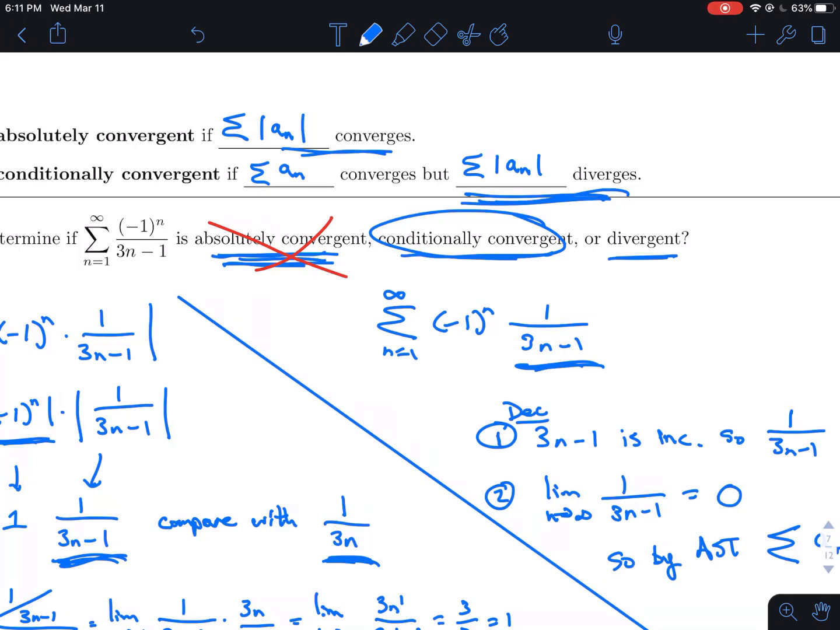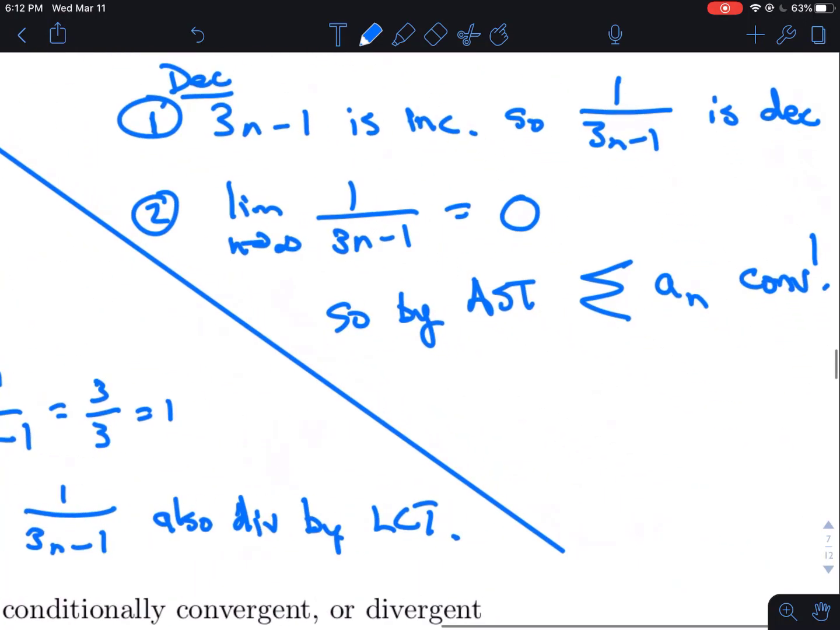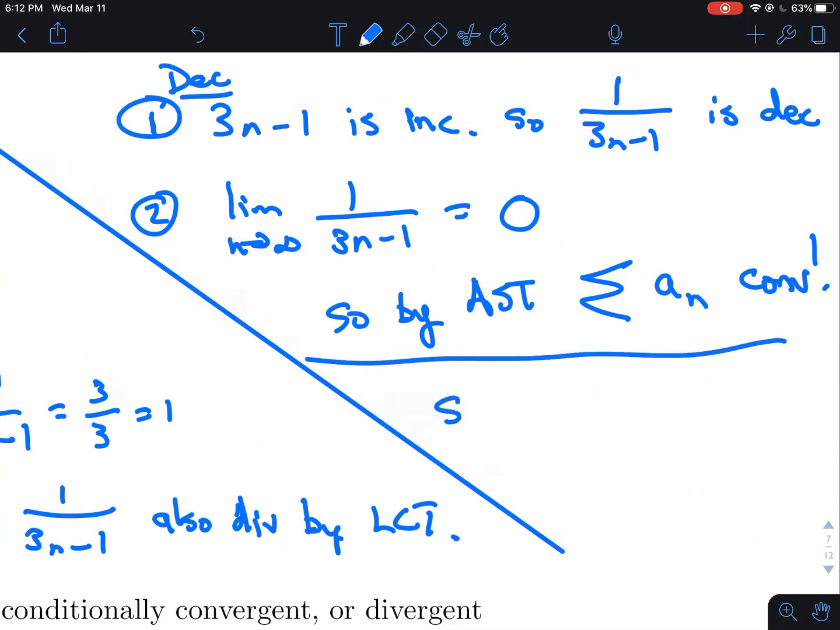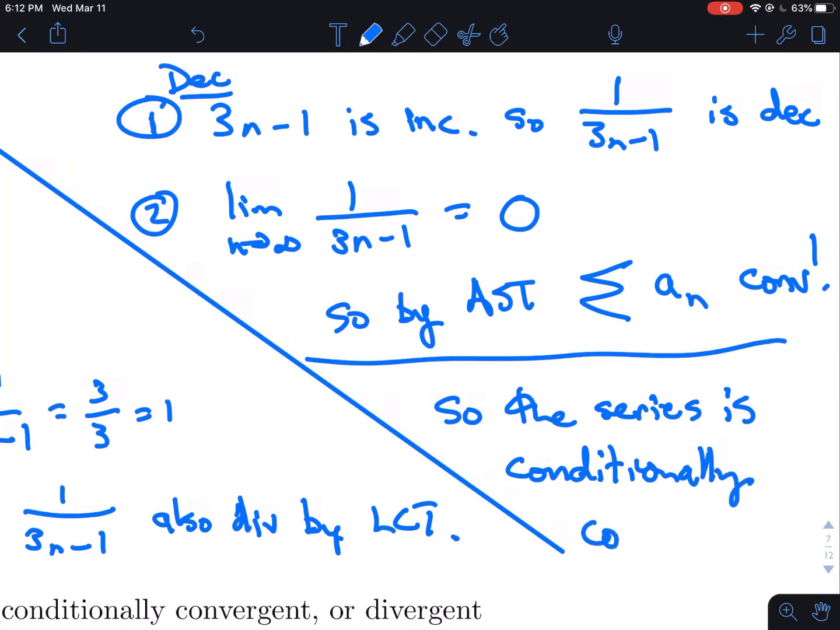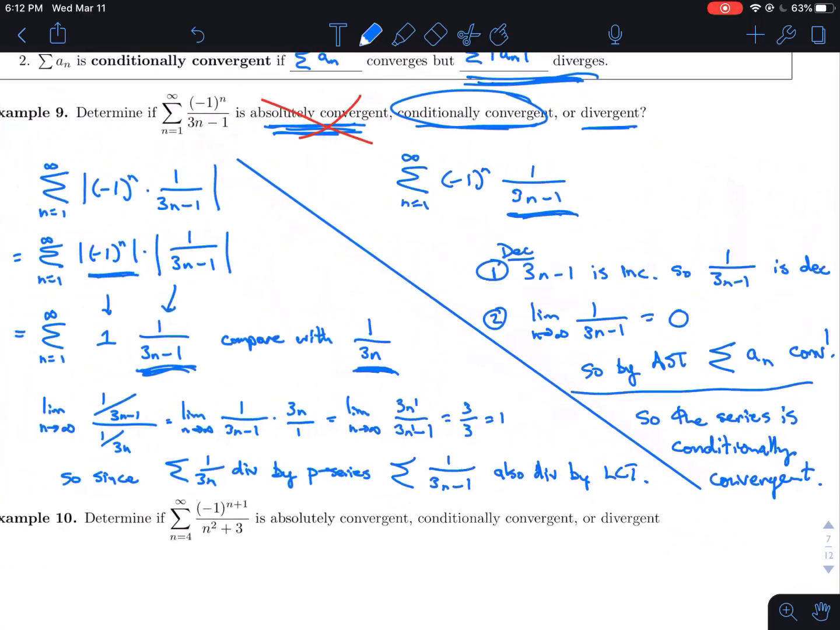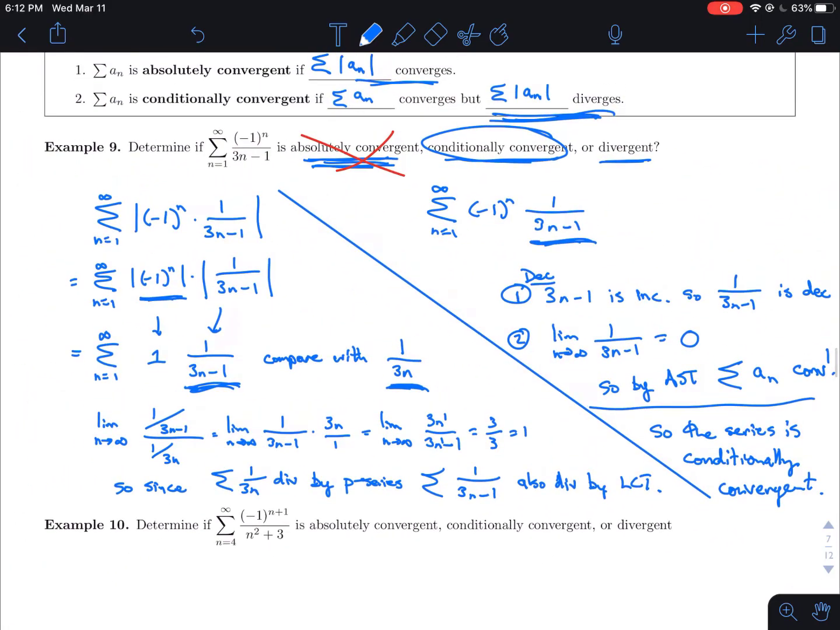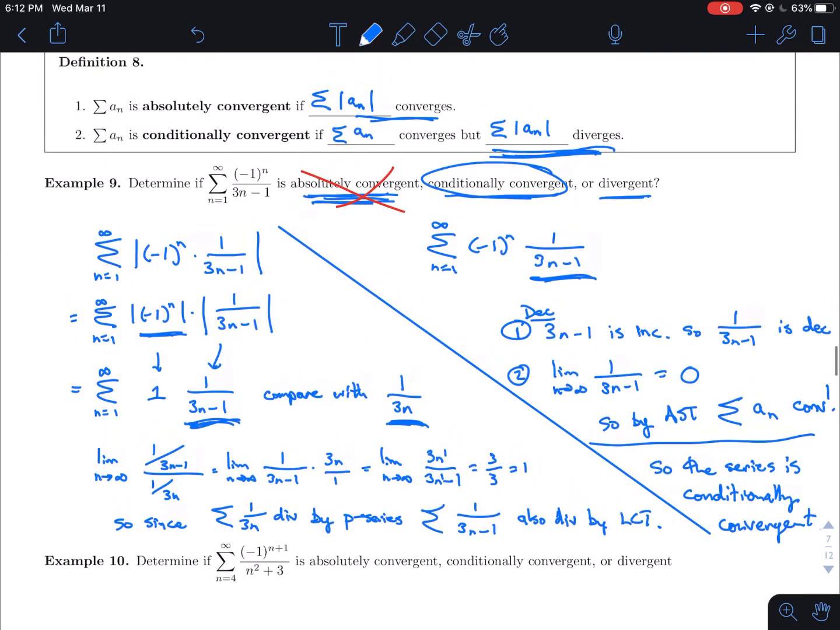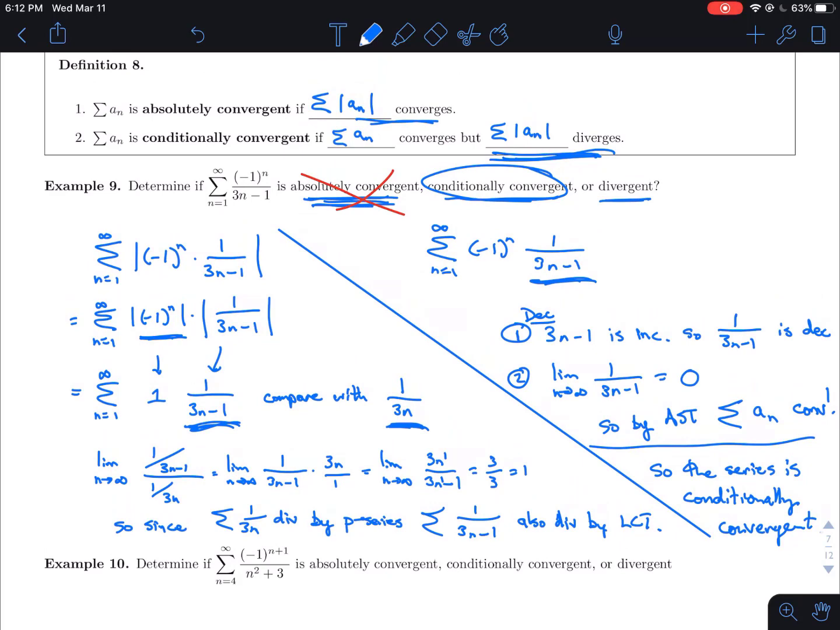So here's a place where you see that adding those absolute values does actually possibly change things. All right, so maybe I would conclude down here with this work. I can say, so the series is conditionally convergent. All right, so that is an interesting example, an introduction to these new terms, absolutely convergent and conditionally convergent.